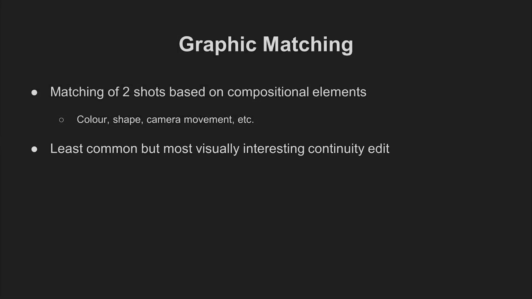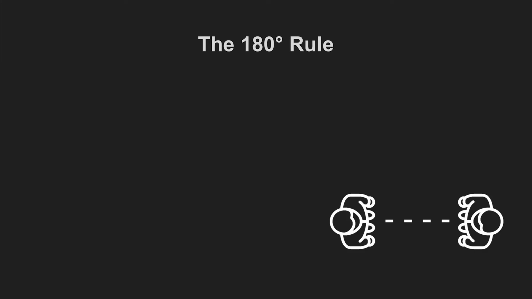This is the rarest of all three techniques, but definitely the most visually interesting. When you do see a graphic match, you can sometimes expect it to be coupled with transitional effects, such as dissolve, wipe, or fade. The 180-degree rule is used in character interaction, especially conversations featuring two characters sitting face to face.